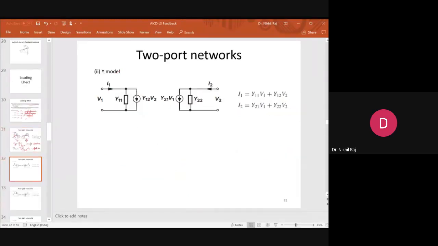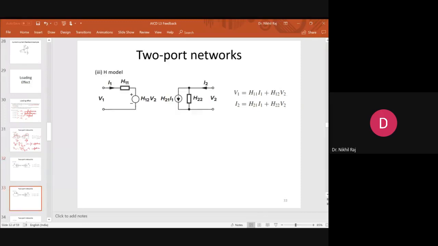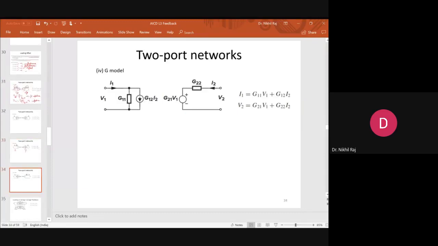Similarly, the inverse of this Z network is your Y network, admittance network, and again to calculate we have to substitute the variables to fixed values. Then is your H model. H model is your hybrid model where it combines the Z and Y, and these are the equations. And then your G model is the inverse of H, that is first is Y and another is Z.